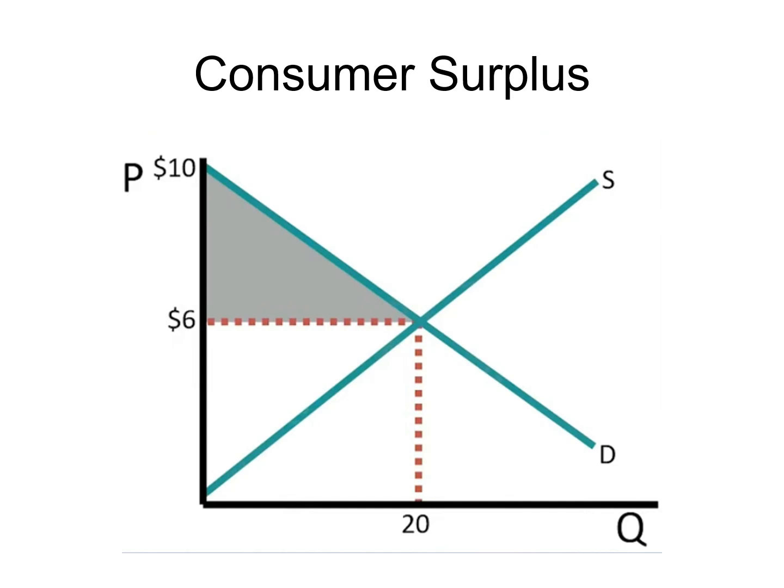The maximum willingness to pay, $10, minus the market price of $6 times the market quantity of 20. 10 minus 6 is 4 times 20 is 80. But remember, area of a triangle, 1/2 the base times height. Therefore, the consumer surplus in this market is 40.